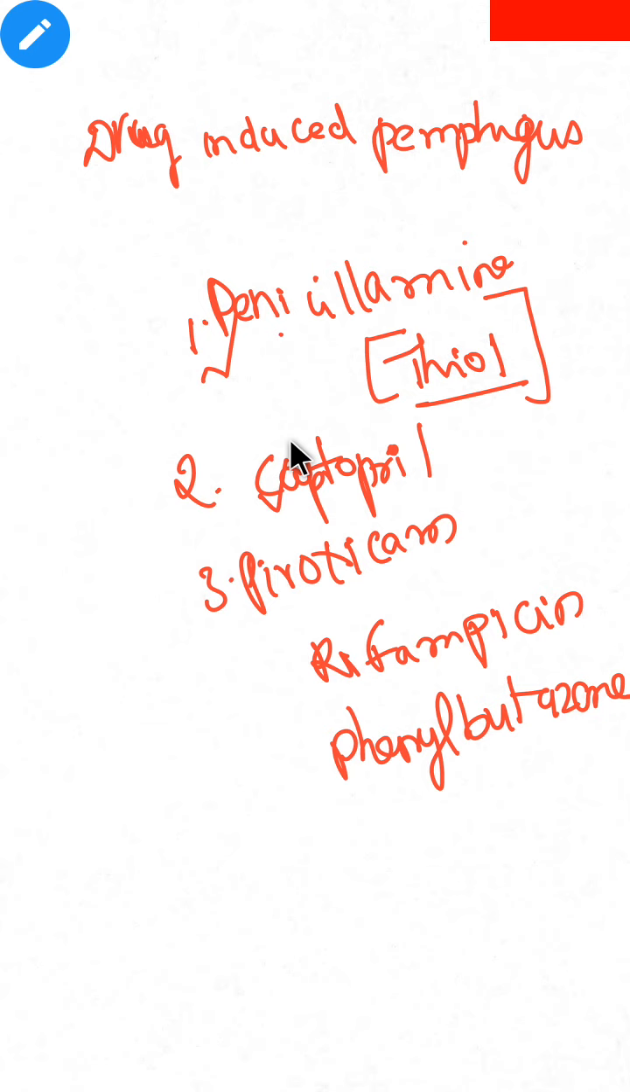Okay, the next type is paraneoplastic pemphigus. Here pemphigus will be part of a paraneoplastic syndrome. Okay, it is a part of a paraneoplastic syndrome in paraneoplastic pemphigus.